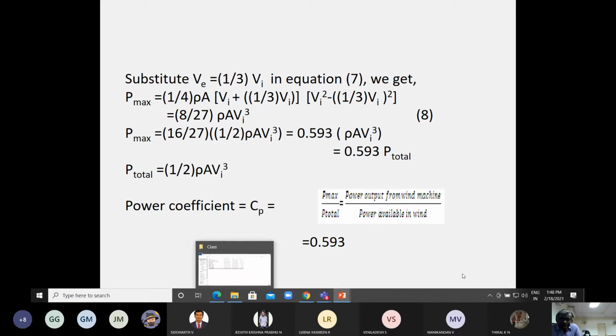Power coefficient C suffix P is equal to P max divided by P total, or power output from the wind turbine divided by power available in the wind. So that ratio is 0.593.